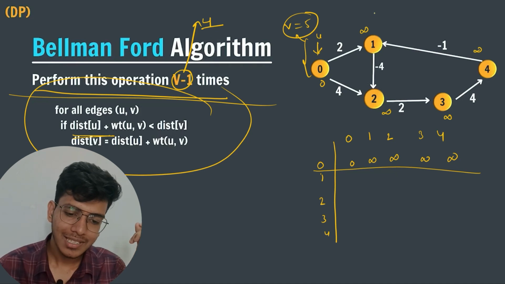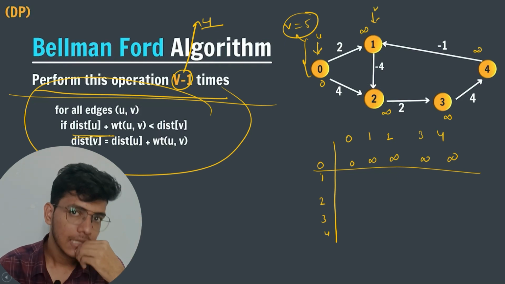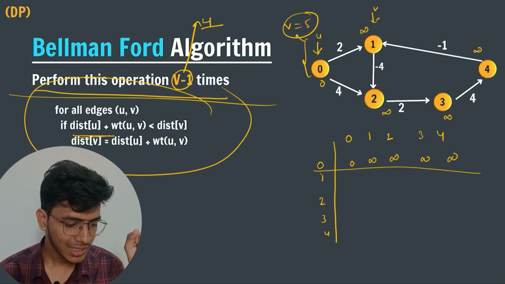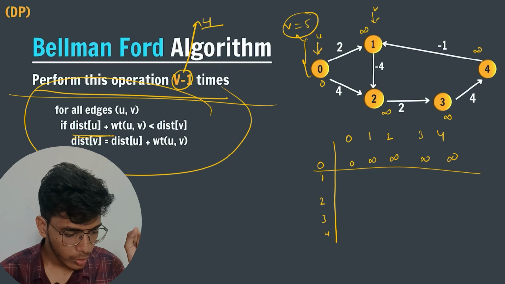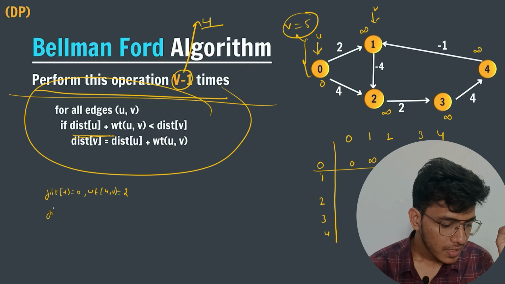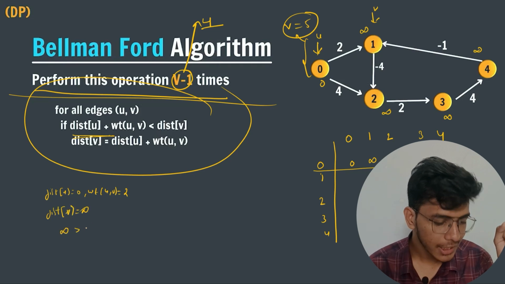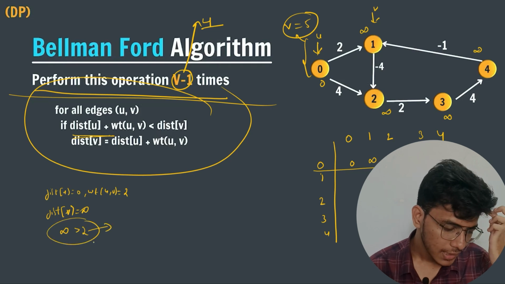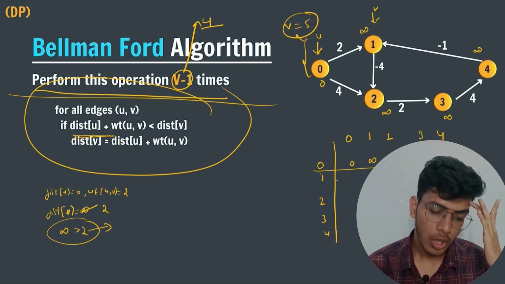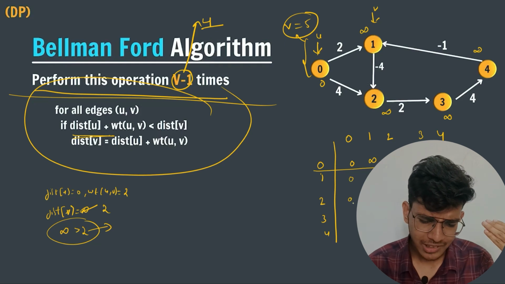Now if I make the first node my V node, then what is the distance? The distance of U is 0, the weight of U comma V is 2, and the distance of V is infinity. If infinity is greater than the sum of these two things, then I will change the distance of V from infinity to 2. So at 0, the distance from 0 to 0 will remain the same, 0.